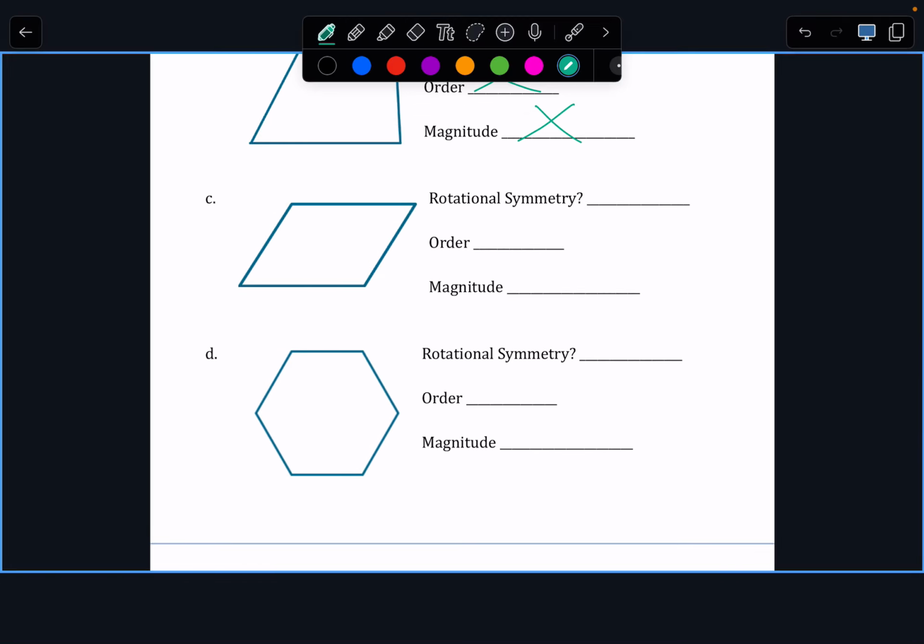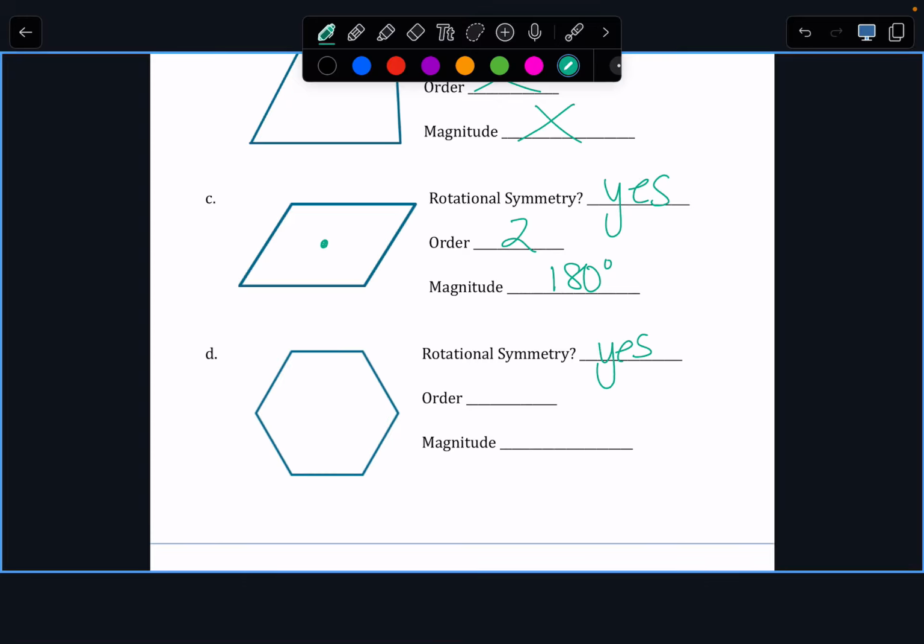Does C have rotational symmetry? Samuel, of what order? It would be 2 because we can flip it upside down and then again to get it back to normal. So this number is how many times can we rotate it before it's oriented back to the original? Okay, which means its magnitude is 180.